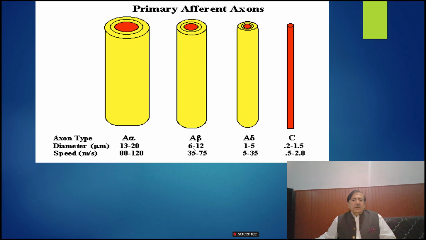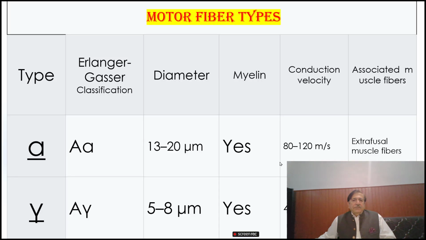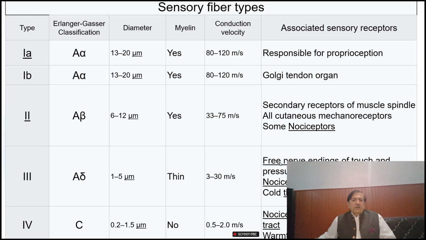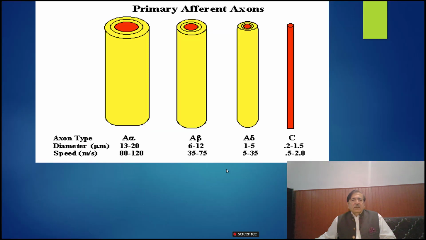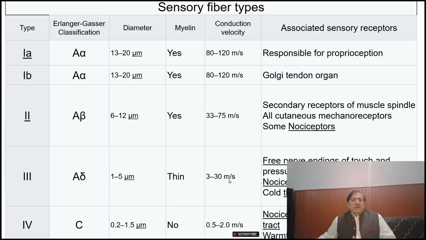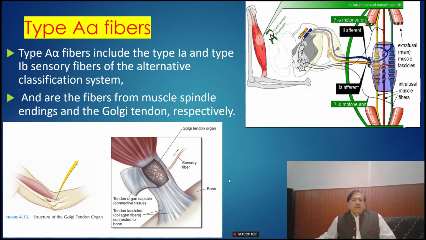Diameter is 13 to 20 micrometers. A beta diameter is 6 to 12, A gamma is 1 to 5, and C is 0.2 to 1.5. Speed is 80 to 120 meters per second, then 35 to 75, 5 to 35, and 0.5 to 2.0. Here are the different types of nerve fiber: the Erlanger and Gasser classification, their diameter, myelination, conduction velocity, and associated muscle fiber. You can pause the video and read them from the slide.